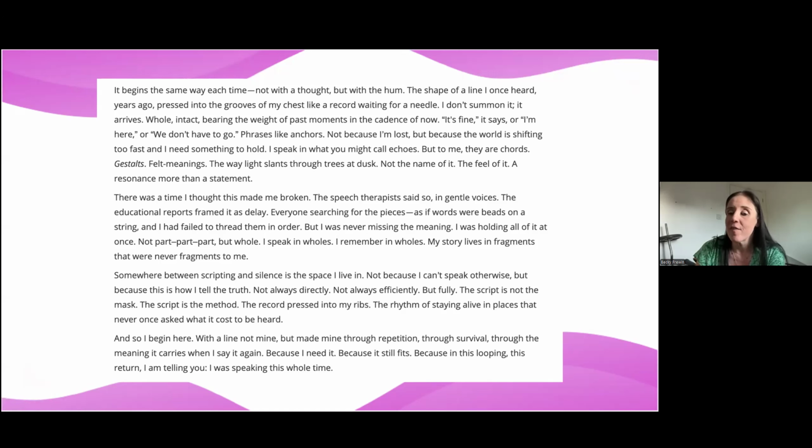And I think that's really, really key. Not parts, but whole. Okay. And I just think this is so powerful. So please, when you get your slides, go and read this. And if you can find the article, please go and read that.